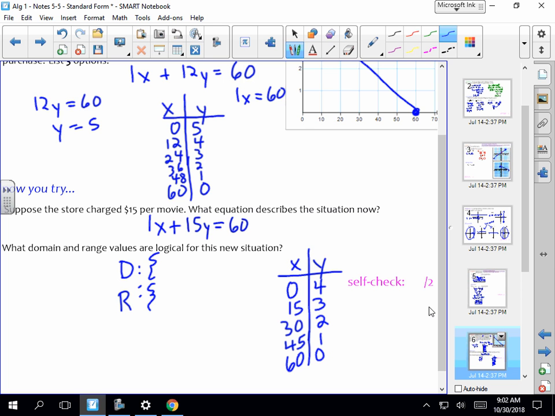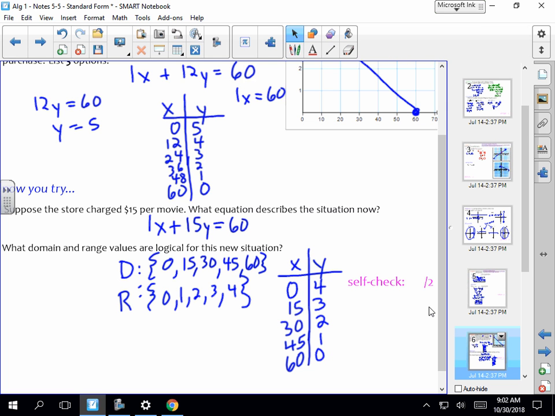So my domain really is just only the x values I've listed here. So they are 0, 15, 30, 45, and 60. And the range would be 0, 1, 2, 3, 4. And this is a function. There are no 2 x coordinates that are the same for a different y value.